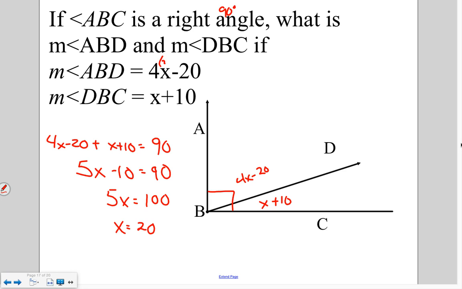So we're going to plug 20 in for my x values. 20 plus 10, that's the bottom one, is going to be 30. 4 times 20 is 80, and 80 minus 20 is 60. Just to double check, these should add together and equal 90. 60 plus 30 does equal 90. Good job.